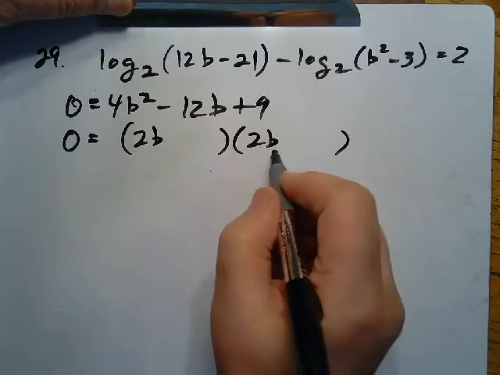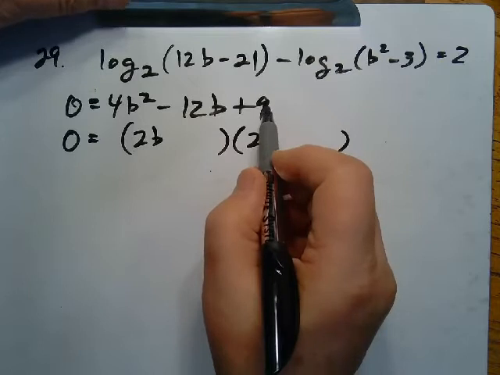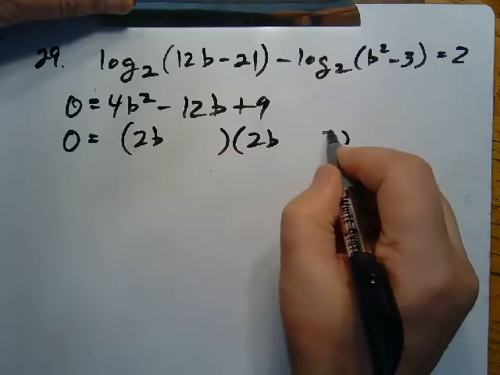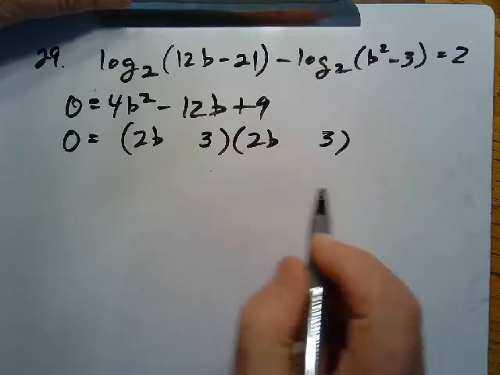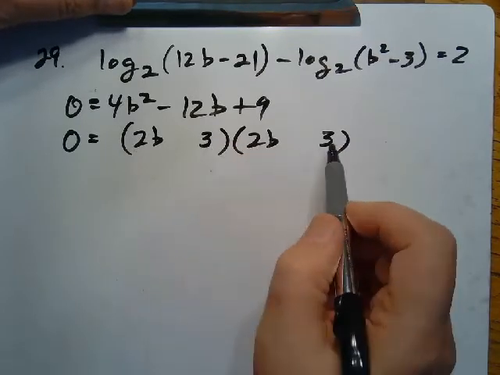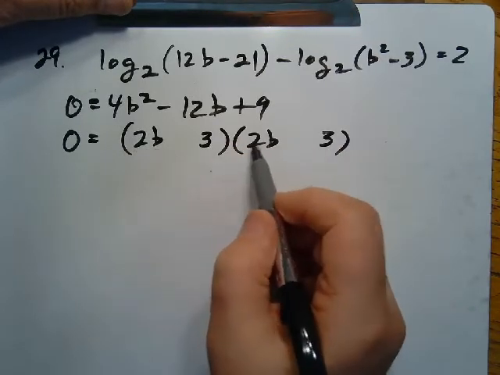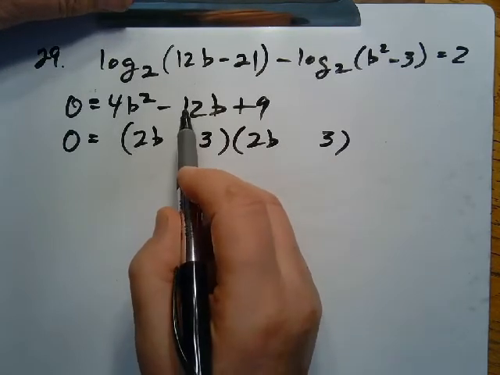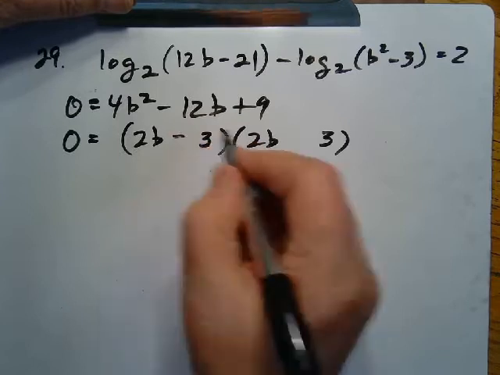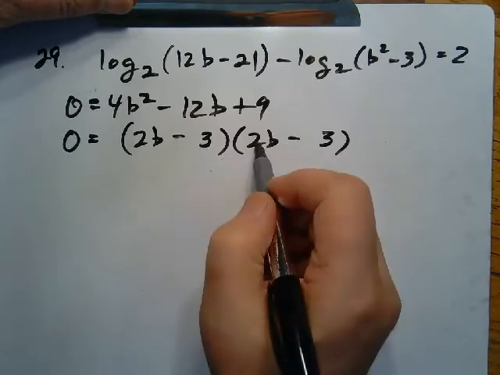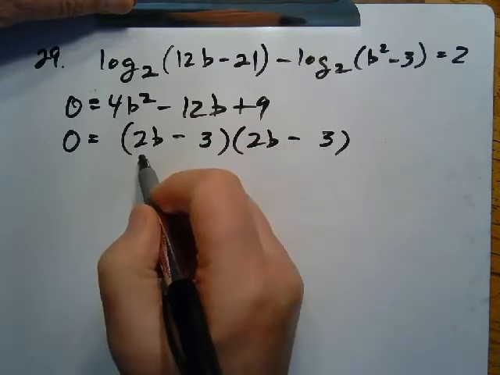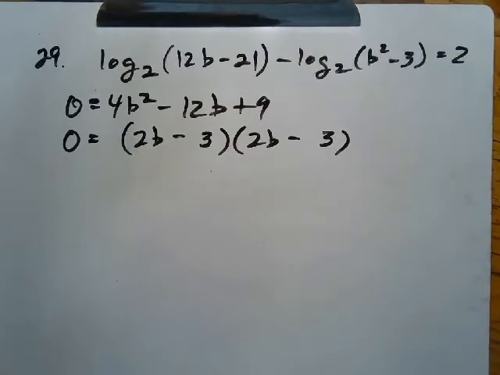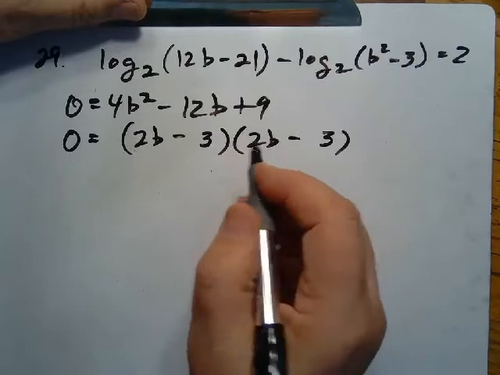So multiplied times itself. And the last term is a perfect square, so the square root of that is either 3 or negative 3. And if I multiply the inside and outside terms together, I get 6b and another 6b. Well, I need a negative 12b, so this would have to be a negative here. So I get negative 6b and another negative 6b gives me a negative 12b. So in fact, this is a perfect trinomial square, and this is the way in which it factors.